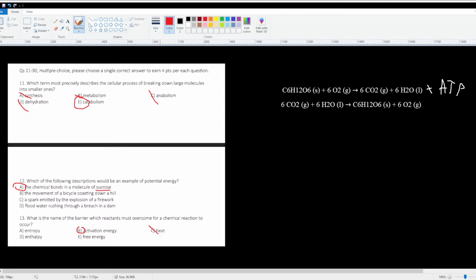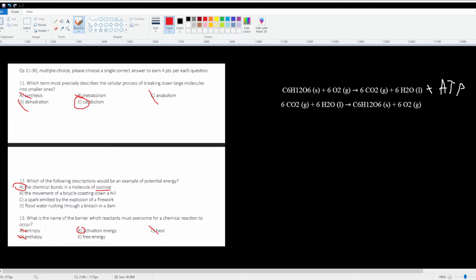It wouldn't be heat because heat is something that's emitted from the reaction. Yeah, no, it's not heat. Entropy. It wouldn't be entropy either, because what is entropy? Entropy is the randomness of the system, right? So that's not something that reactants need to overcome. It's just an intrinsic property of the particles in the reaction. So entropy is not correct.